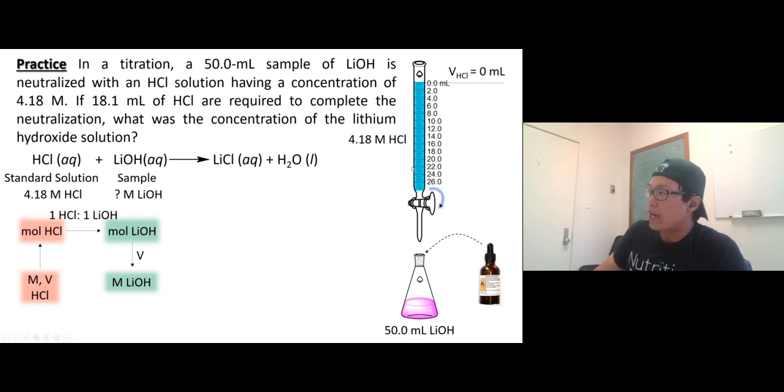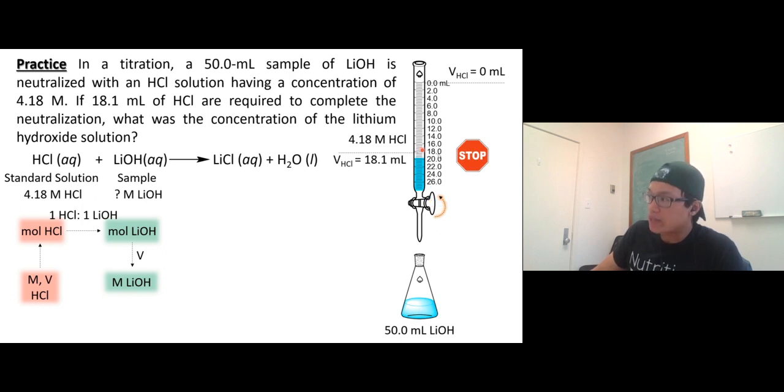Turn on the stopcock. The hydrochloric acid starts coming down, reacting with lithium hydroxide. Right, reacting. Now, when it turns colorless, turn off the stopcock. Read the final volume. All right, so the final volume is 18.1 milliliters. That's the total volume. So basically, we have 4.18 molar hydrochloric acid and used only 18.1 milliliters. You can find the moles of hydrochloric acid and then find the moles of lithium hydroxide.